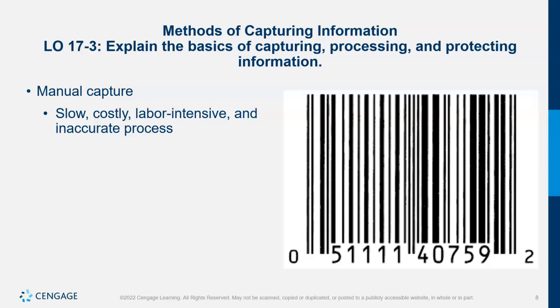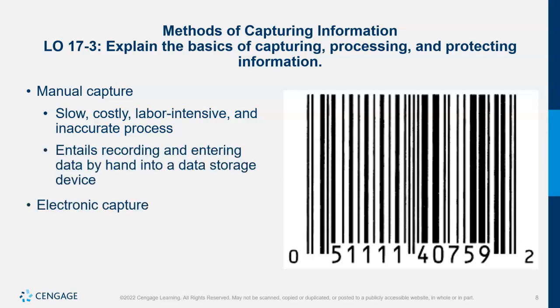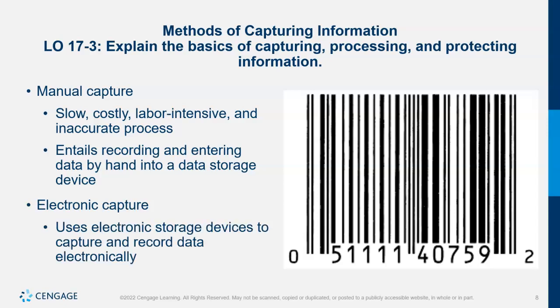There are different ways to capture, process, and protect information. We can manually capture it, although in today's day and age, that's not ideal. It can be slow, costly, labor-intensive, and inaccurate. And that entails recording and entering data by hand. If you think of the US Census, a lot of that is captured manually, where they go door to door and actually ask how many people live in your household. That's an example of manual capture.